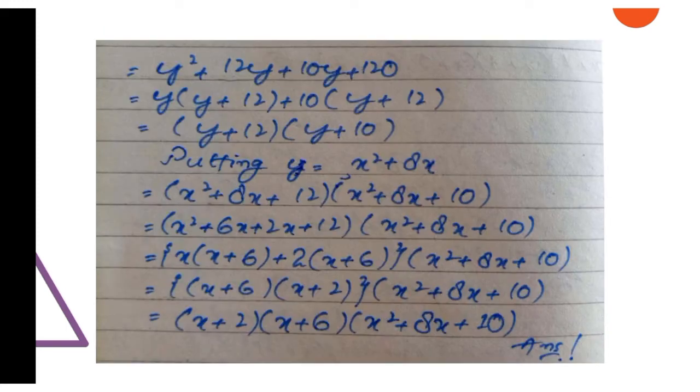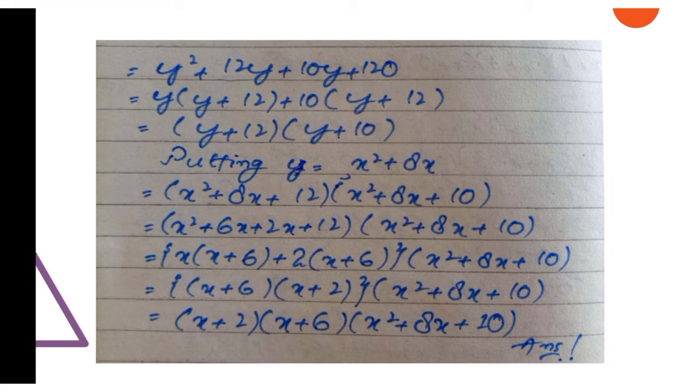Now y square plus 12y plus 10y plus 120. Take the common from the first two terms. y is common in both terms, so we have taken y as common, and the remaining terms in the bracket are y plus 12. Out of the last two terms we have taken 10 as common, and the remaining terms are y plus 12. Now both brackets are the same, so write it only once, and the remaining terms are in another bracket: y plus 10.